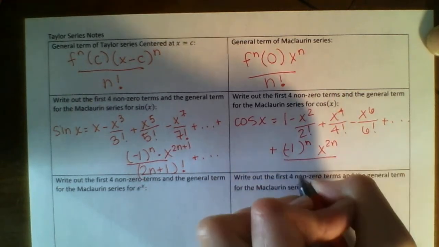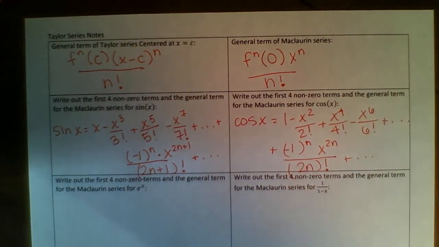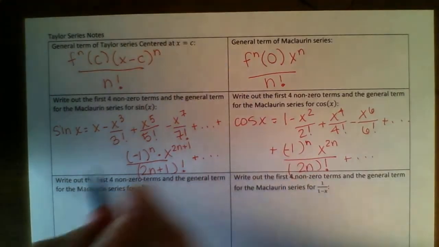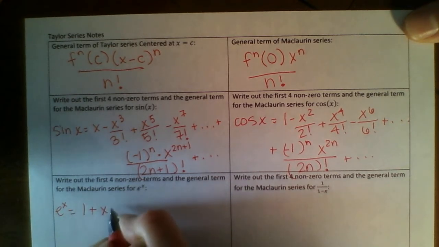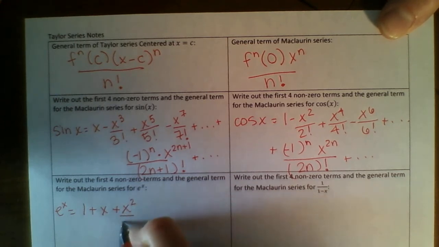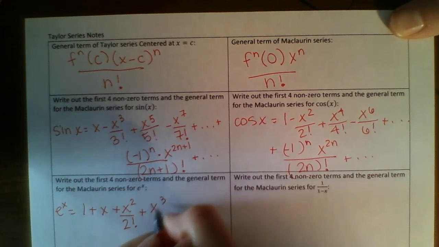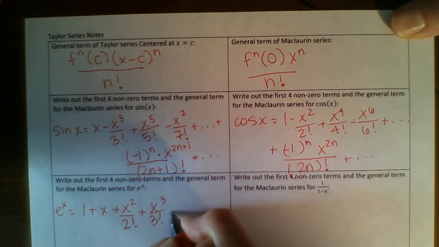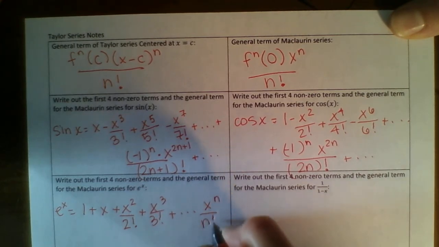x to the 2n over 2n in parentheses factorial, and then a dot, dot, dot. Okay, the first 4 non-zero terms and the general term of the Maclaurin series for e to the x. So that one is 1 plus x over 1 factorial plus x squared over 2 factorial. You can write 2 factorial or you can just write 2, plus x cubed over 3 factorial. The general term is x to the n over n factorial.